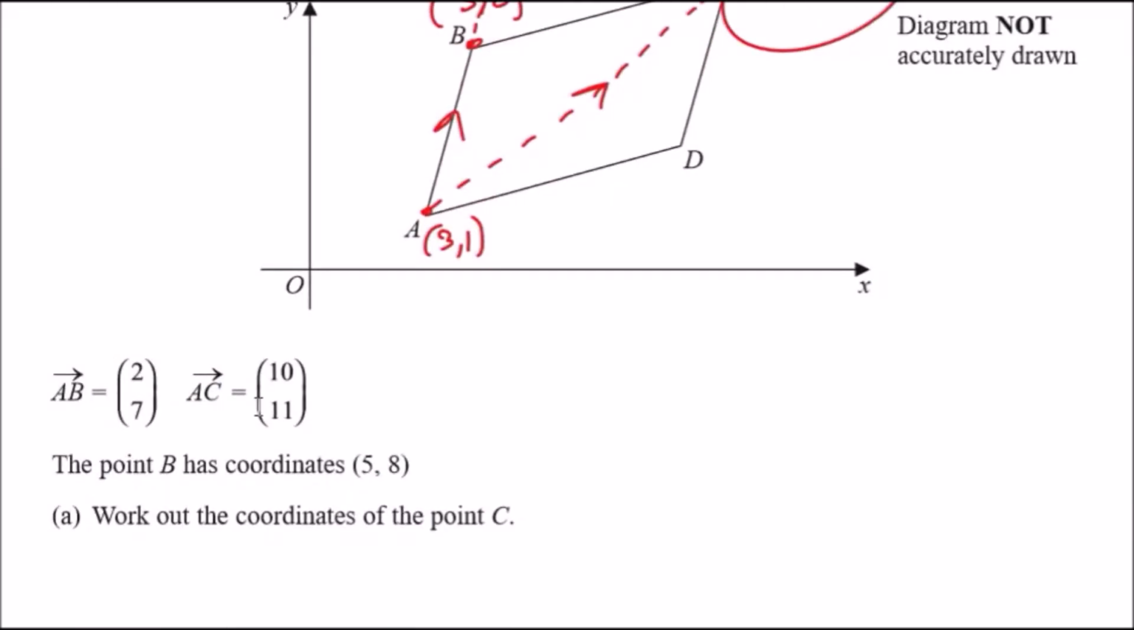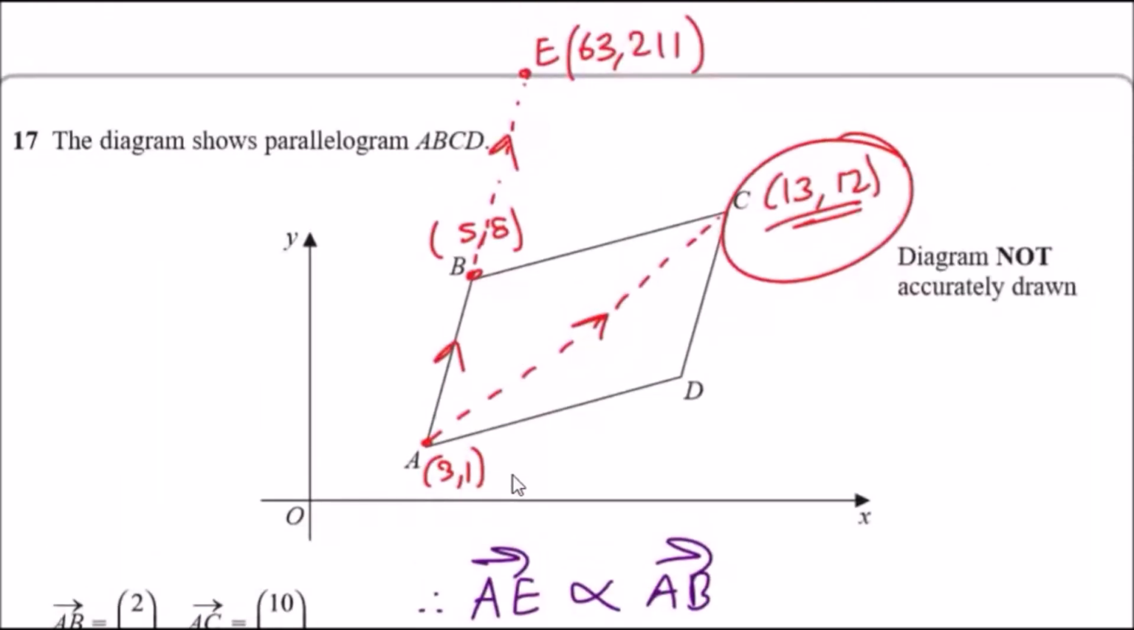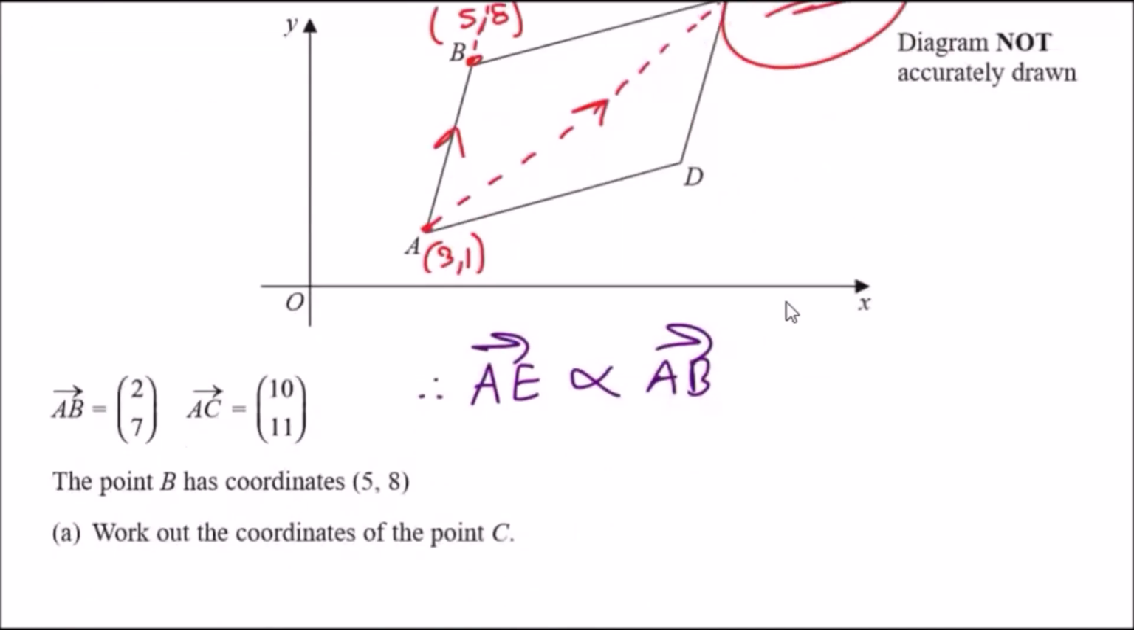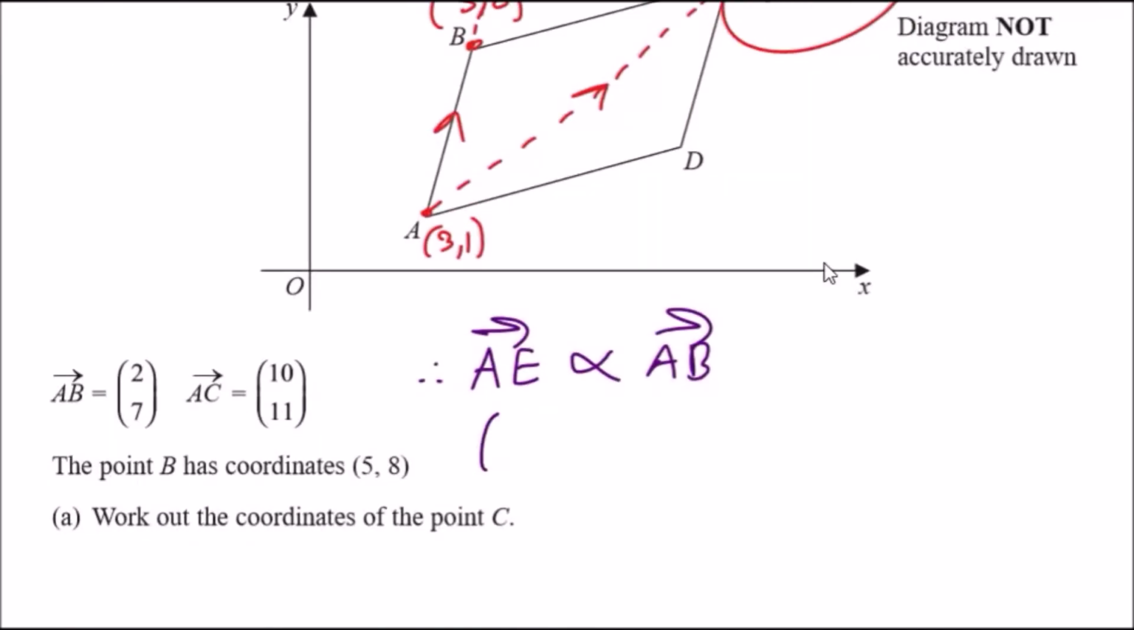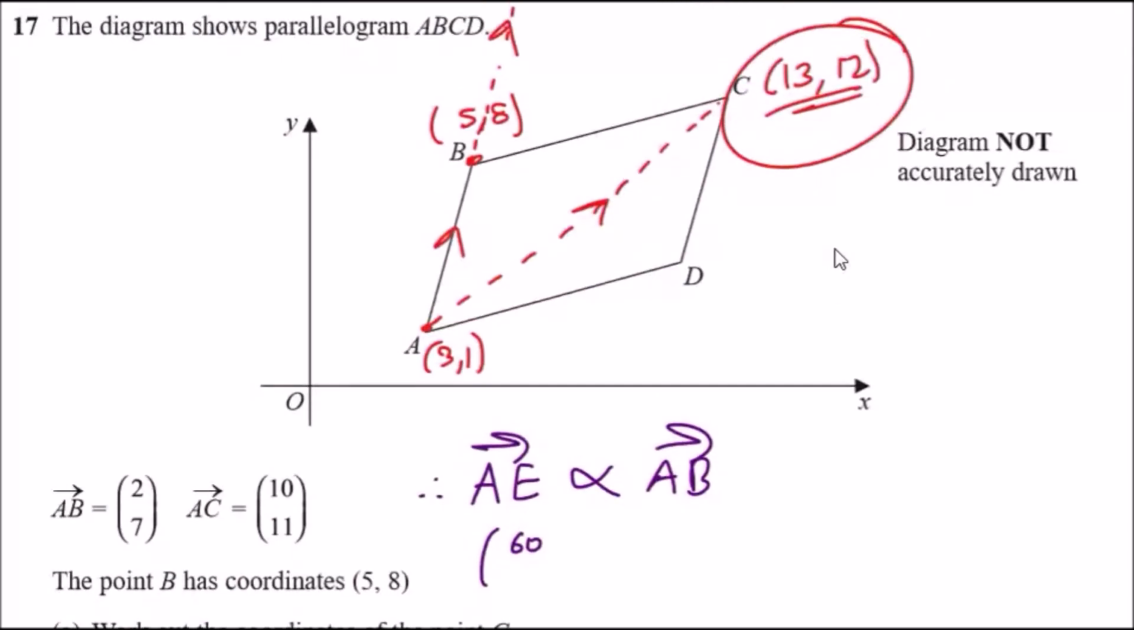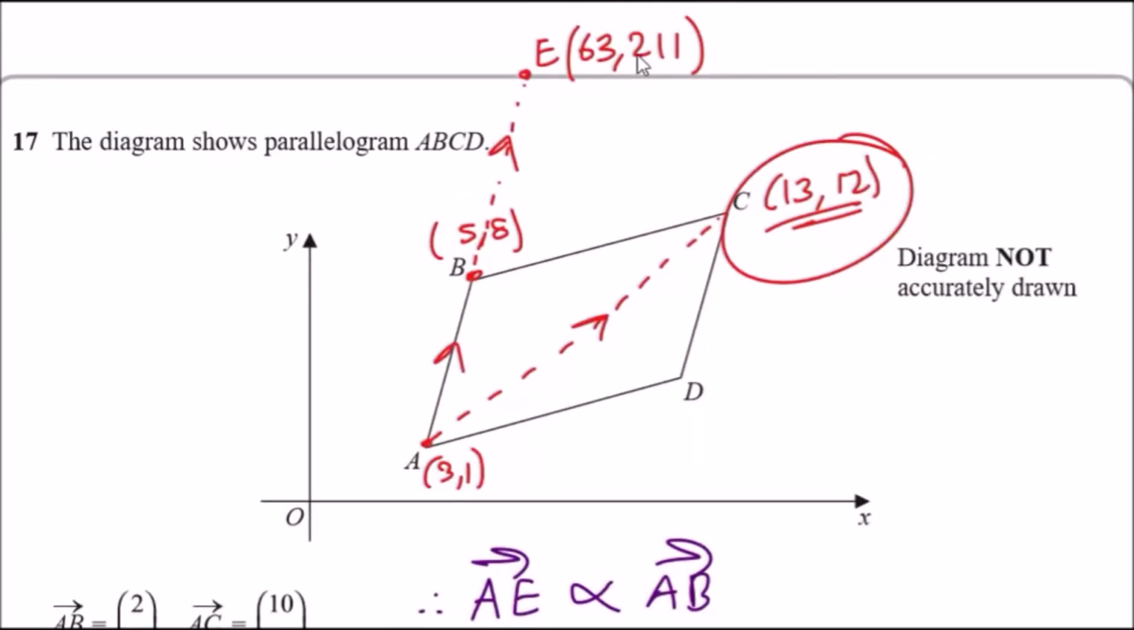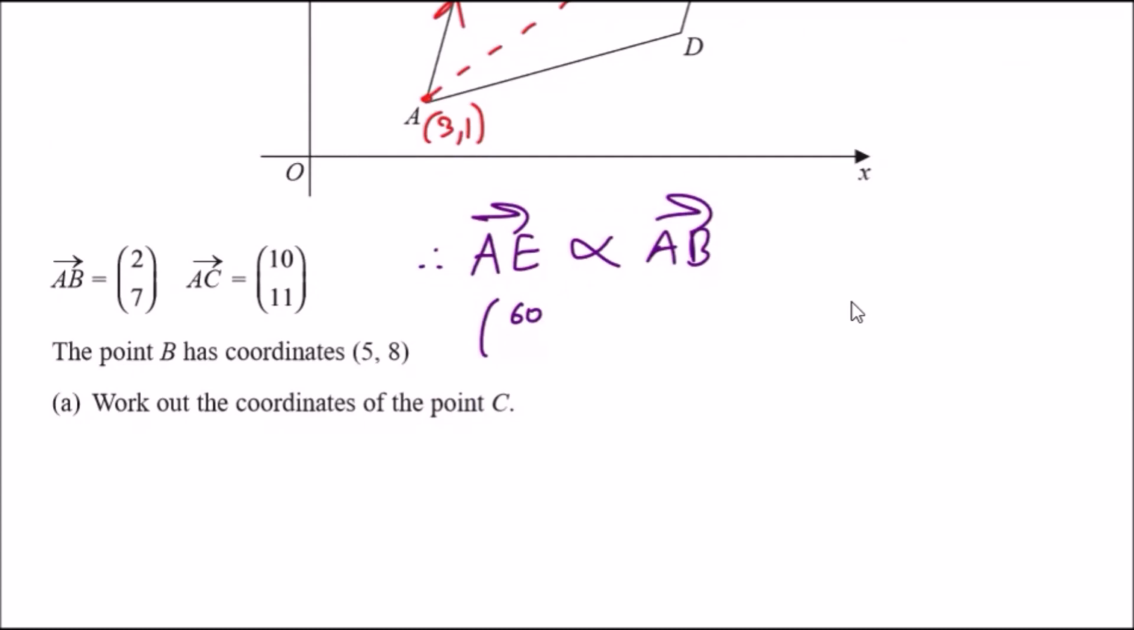So to write it down formally, you could say, all right, we must show that AE must be proportional to AB. So to work out AE is basically going from this to that, and you can just work out the difference between the coordinates. For the x coordinate, you can do 63 take away 3. That gives us a vector of 60 on the x. For the y, just subtract the y coordinate. So 211 take away 1 is 210.